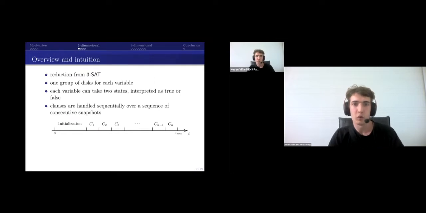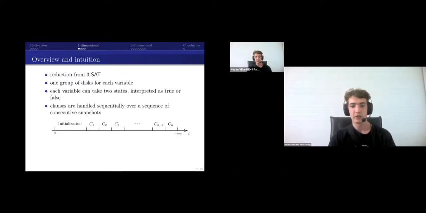Here's an overview of how to prove NP-hardness for the dynamic unrestricted two-dimensional case without using the proof of NP-hardness for the static case, because there's an opportunity for extending this proof to other restrictions and for simplifying it. We simulate 3-SAT and we use one small group of disks for each variable, one small group of vertices. In particular, this guarantees that the resulting reduction is polynomial with regards to the size of the input.